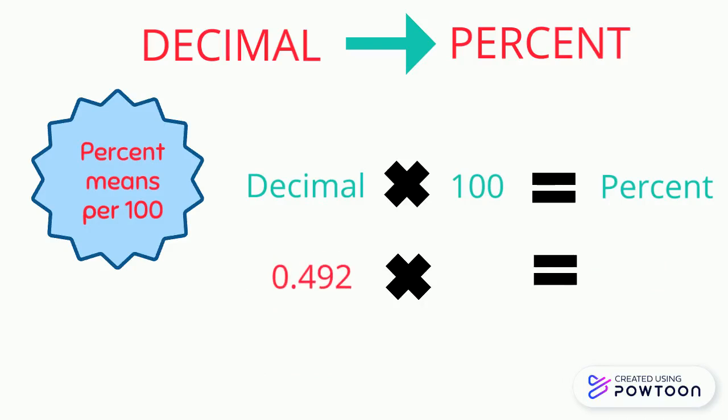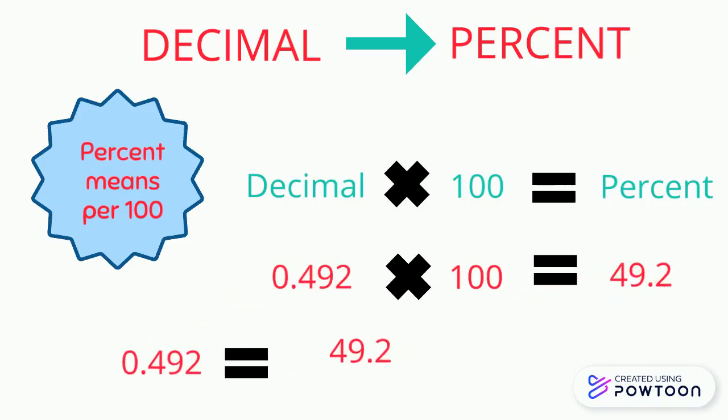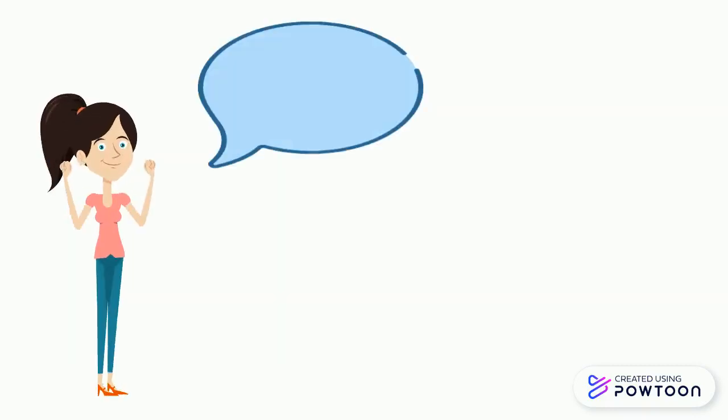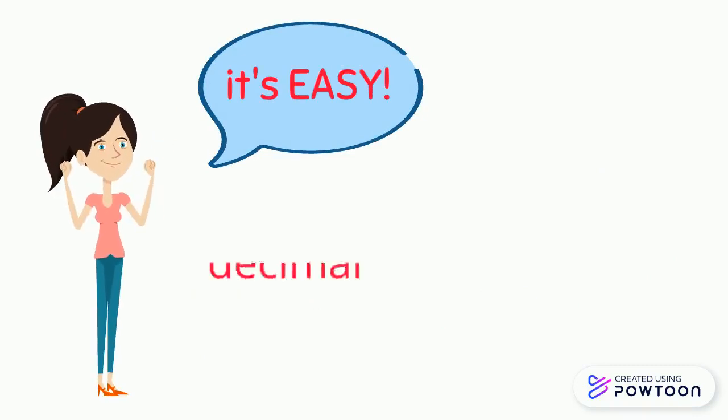0.492 times 100 equals 49.2. That means 0.492 equals 49.2%. It's easy. To change a decimal into a percent, just multiply the decimal by 100.